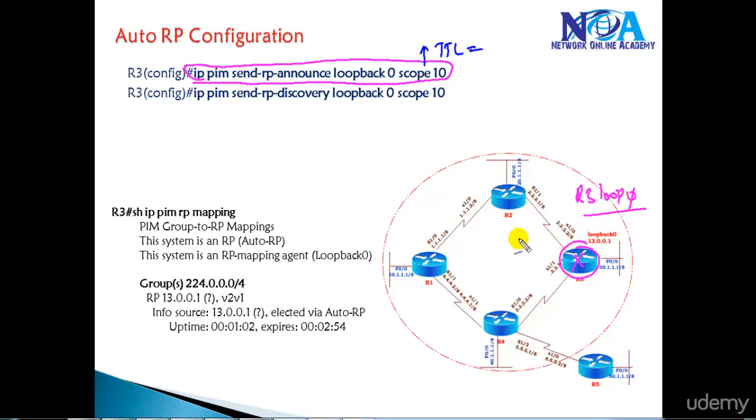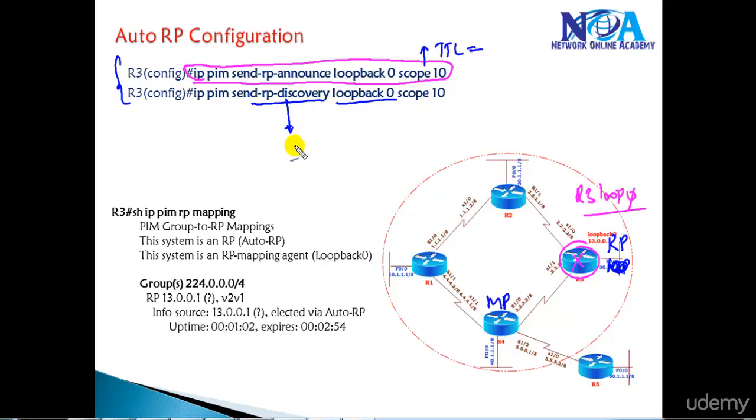And then we also need to configure the mapping agent. Now mapping agent can be the local router. The same router can be an RP as well as a mapping agent, or you can make any other router a mapping agent also. Now to configure the mapping agent, in my scenario, I'm going to make the router 3 loopback 0 considered as a mapping agent also.